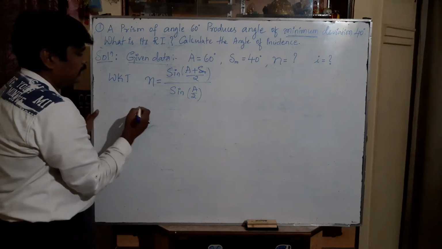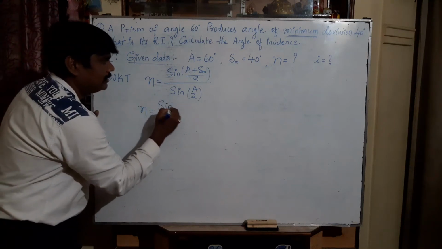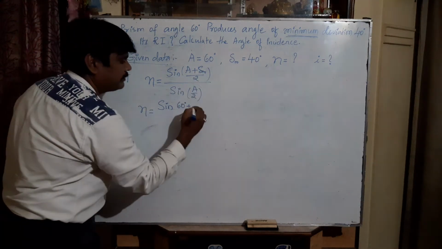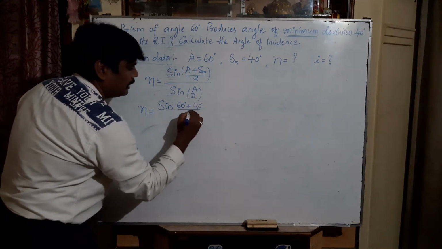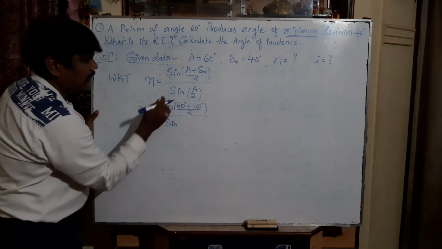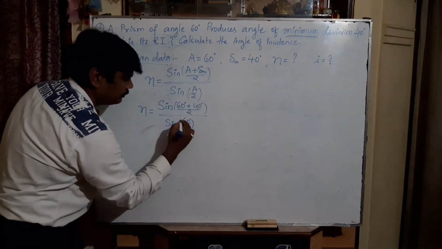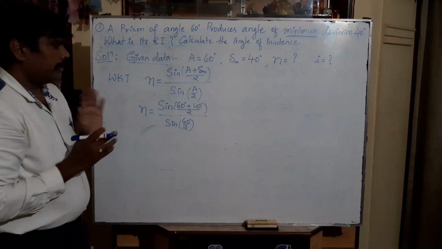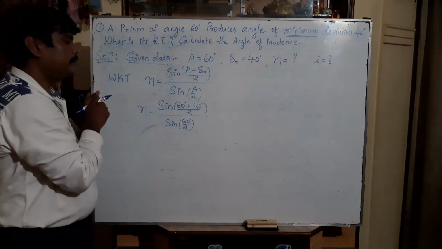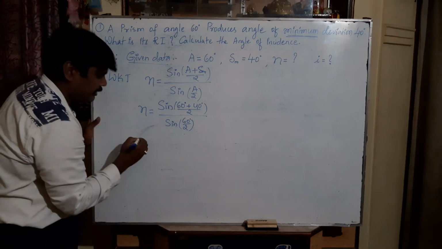Now, after writing the formula, you can write the substitution in the next step. See, sine of A plus delta m: A is 60 degree plus delta m is 40 degree, divided by 2, whole divided by sine of A by 2. A is 60 degree divided by 2. So while solving any problem, first you have to list out the given data and write the required formula, and then do the substitution. In the next step, the rest of the thing is only simplification.